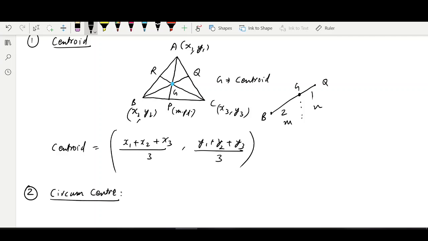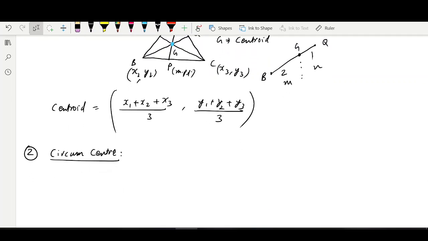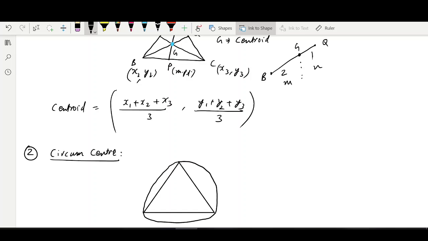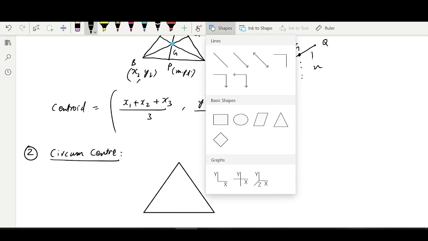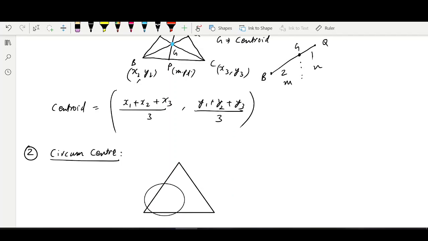Circumcenter is basically the center of the circle that encloses the triangle. That is, let me draw a triangle here. Okay, so this is a triangle, and let me draw a circle here. Oh, sorry. Let me draw a circle using this. Okay, here you go, like this.